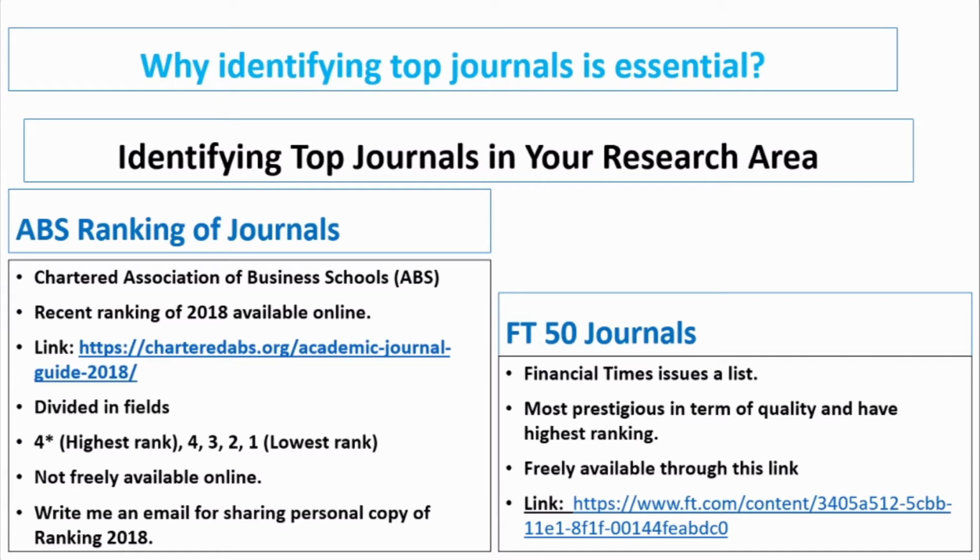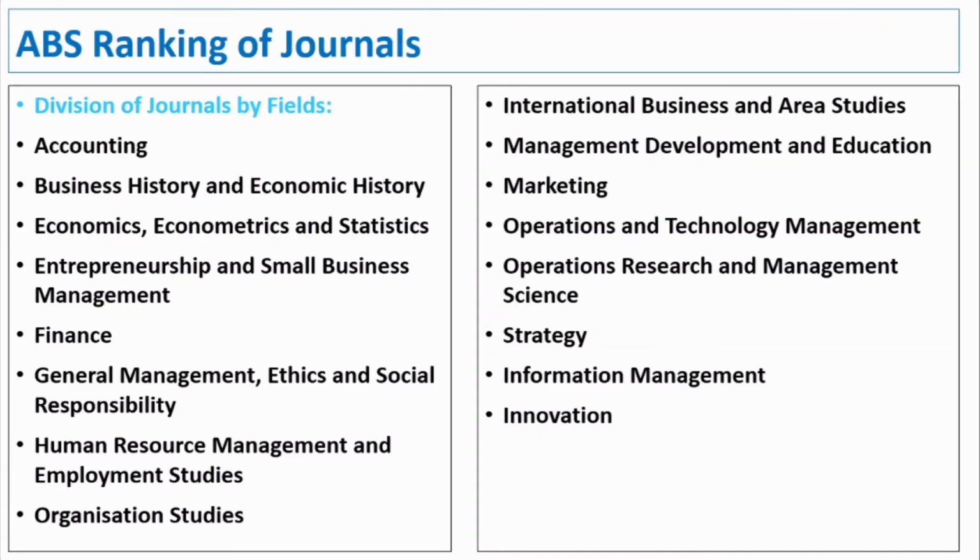The advantage of using ABS is that it divides the journals based on different fields. For example, in the discipline of management, finance and economics, they divide the journals into the following fields: accounting, business, economics, entrepreneurship, general management, human resource, international business, etc. So it's easier. As I explained to you, I'm working in international business, so I can identify all the top journals in international business by using ABS.